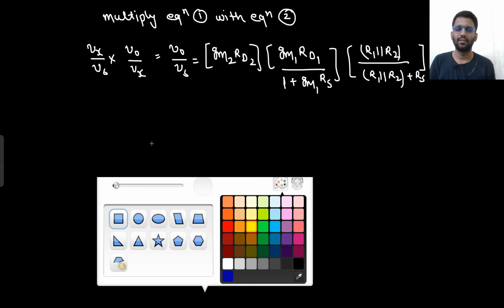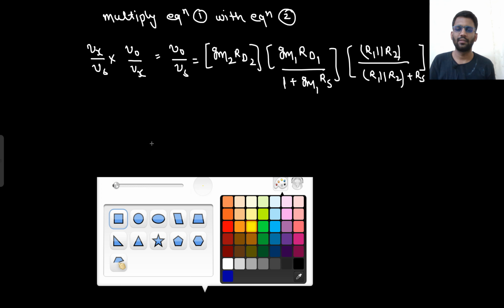That's it. This is your final gain, right? This is a cascade amplifier only. This is a multi-stage amplifier, where two or more stages are connected. First we wrote down the gain of this stage, which we have already seen: minus GM1 RD1 upon 1 plus GM1 RS, and then voltage division R1 parallel R2 upon R1 parallel R2 plus RS. From here to here the gain is minus GM2 RD2. So the total gain would be GM2 RD2, GM1 RD1, 1 plus GM1 RS, R1 parallel R2 upon R1 parallel R2 plus RS. So this is the final gain.